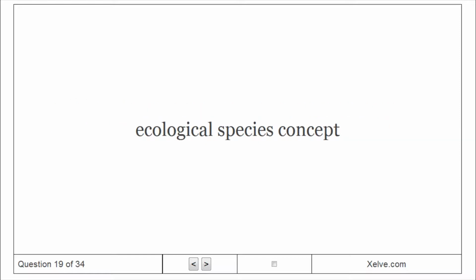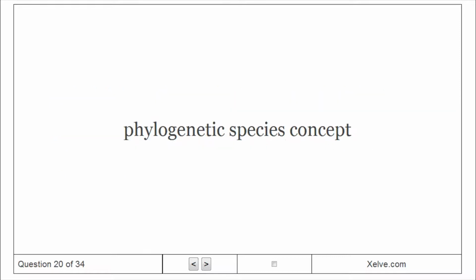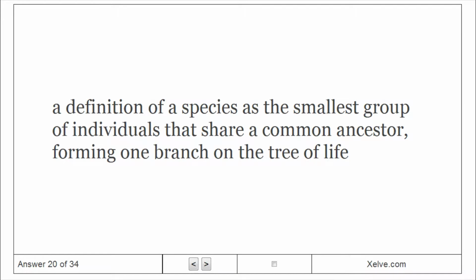Ecological species concept. A definition of a species in terms of niche, the sum of how members of the species interact with the non-living and living parts of their environment. Phylogenetic species concept. A definition of a species as the smallest group of individuals that share a common ancestor, forming one branch on the tree of life.